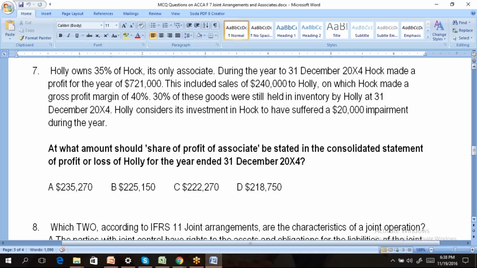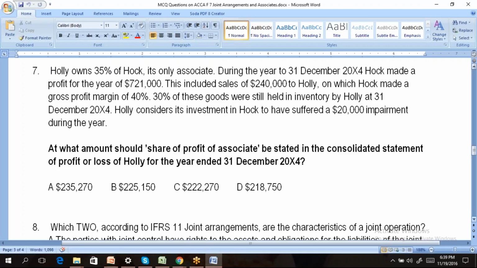So I've got 28.8 plus 252.35 minus 20. I got 261. Where did we go wrong again? So let's see. Holly owns 35%. During the year, Hook made a profit for the year 721. This included sales of 240 to Holly, on which you made a gross profit margin of 40%. 30% of these goods were still.